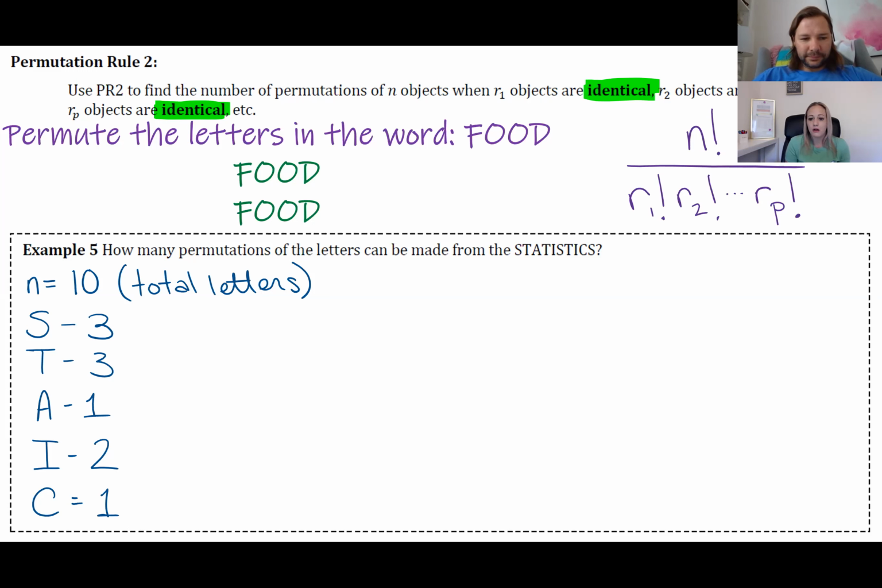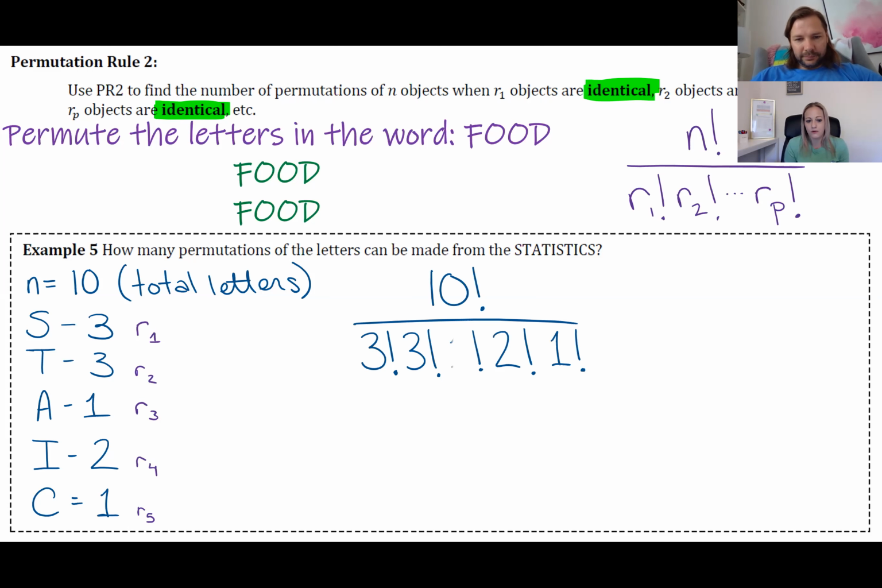Okay, now those are all of your R's. So if you want to label them for yourself, you can do that. So R1, R2, R3, R4, up to R5 there. So when you go to plug them in the formula, it's just going to be 10 factorial over 3 factorial times 3 factorial times 1 factorial times 2 factorial times 1 factorial. And unfortunately, there's not an easy way to have your calculator do this formula for you. So you do have to actually do this one out yourself.